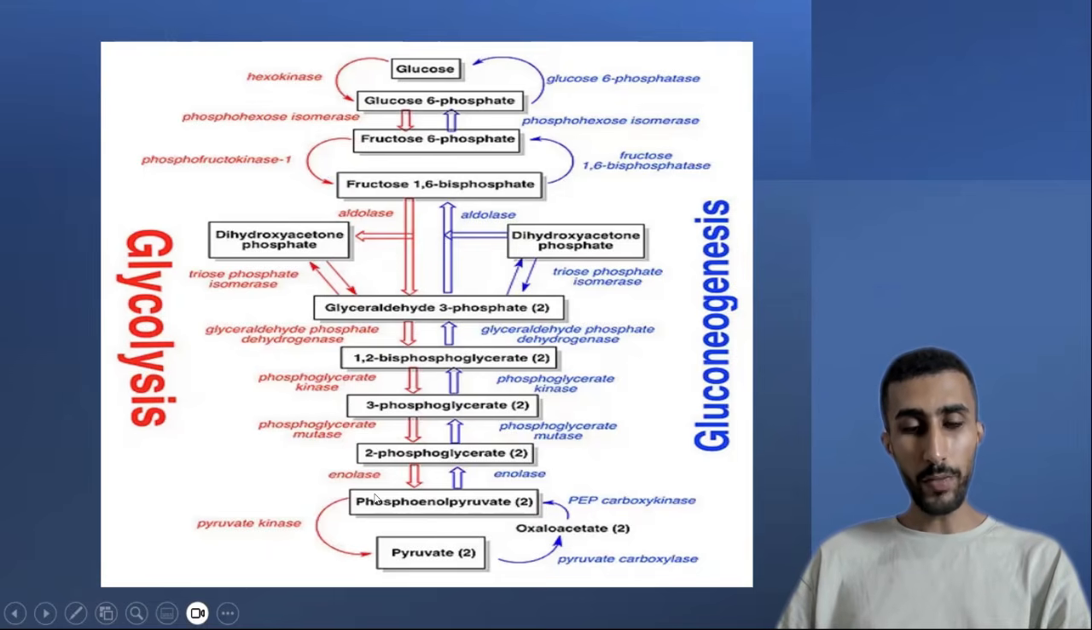The pyruvate under aerobic condition is converted into acetyl CoA, and eventually enters the tricarboxylic acid cycle. If we are under anaerobic condition, it's converted by an enzyme called lactate dehydrogenase, and we will get lactic acid. This is the pathophysiology behind lactic acidosis under anaerobic condition. This is very important for all the body tissues, especially the RBCs.